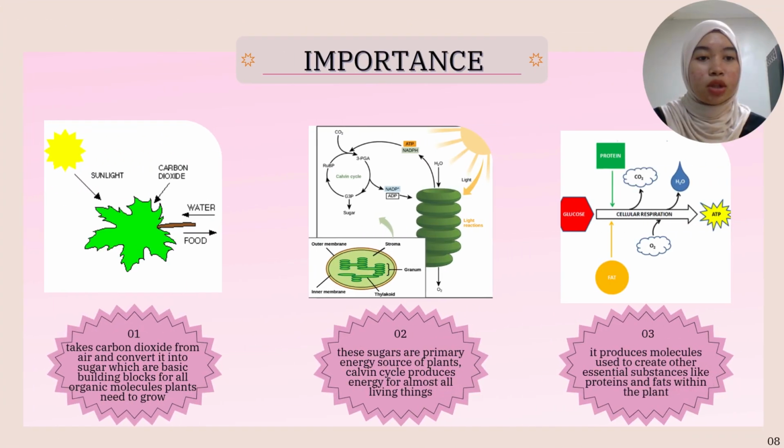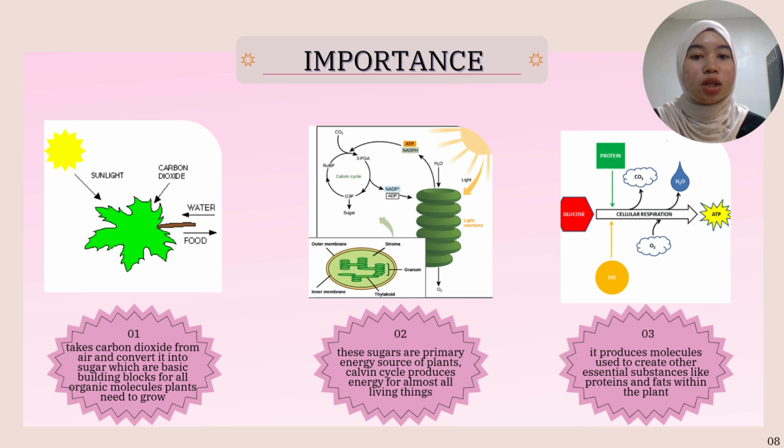There are three importances for the Calvin cycle. The first one is that its primary importance lies in fixing atmospheric carbon dioxide into organic compounds. This is the process where inorganic carbon is converted into organic form like glucose and other sugars. These sugars are the basic building blocks and energy source for plants and ultimately for almost all other life forms on earth through the food chain.